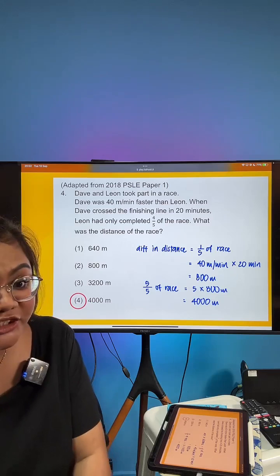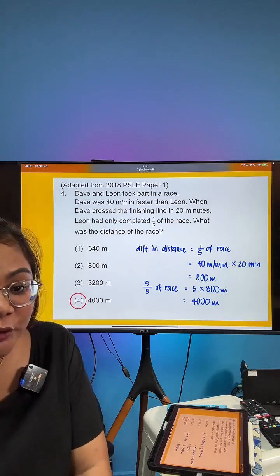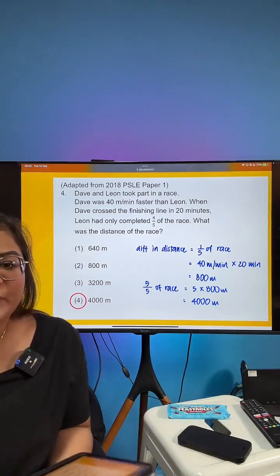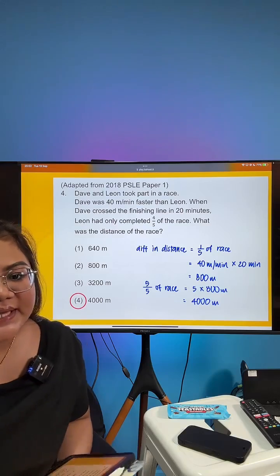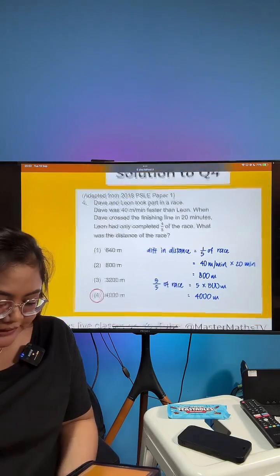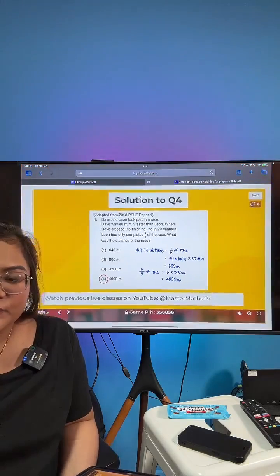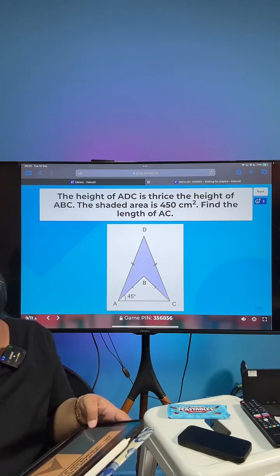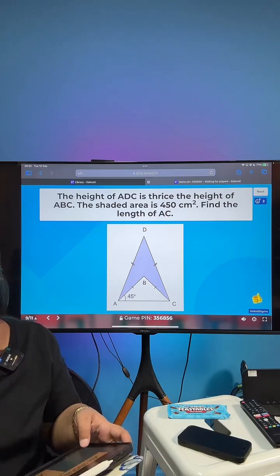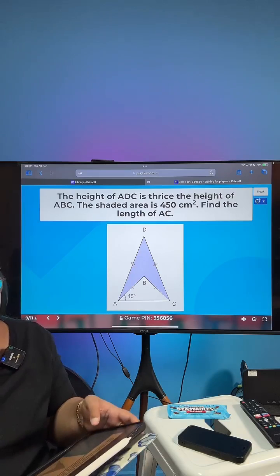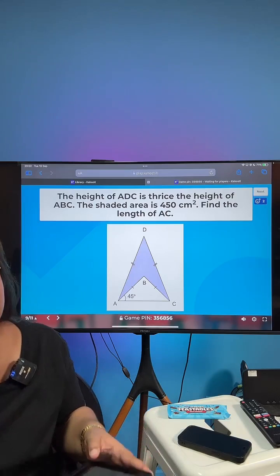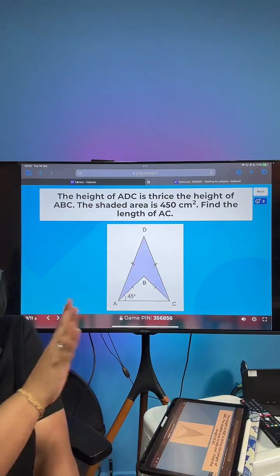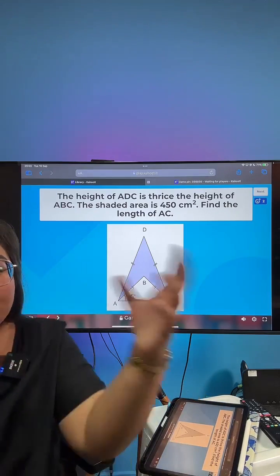Now, the last question is not going to be a question that will give you points. It will be an open-ended question that we can discuss. Let's take a look at this last question. The height of ADC given to us is thrice the height of ABC. The shaded area is 450 cm square. Find the length of AC. Do you guys know how to solve this? There is no time limit here. It's completely open for discussion.